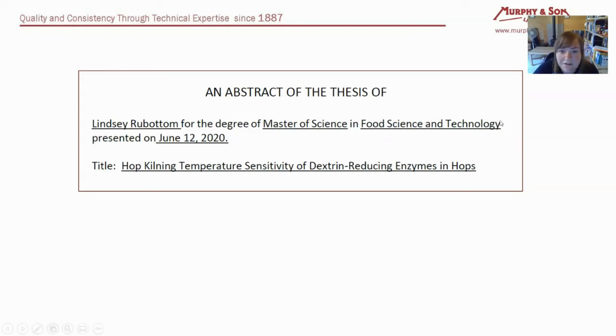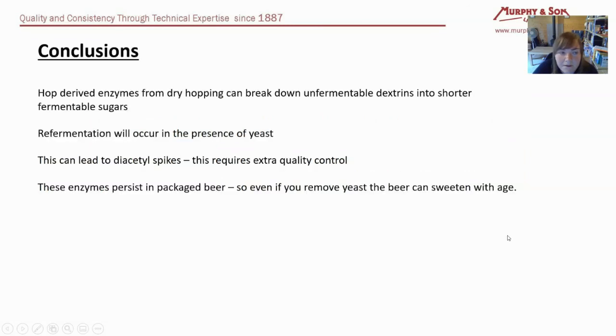Again, this is very new research, so I'm sure more work needs to be done on this. So in conclusion, hop-derived enzymes from dry hopping can break down unfermentable dextrins into shorter fermentable sugars. Re-fermentation will occur in the presence of yeast or any other microbe. This can lead to diacetyl spikes, so it really needs that extra thought on quality control. These enzymes persist in packaged beer, so even if you remove the yeast, the beer can sweeten with age.